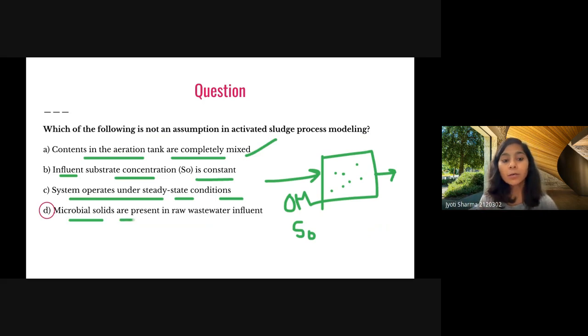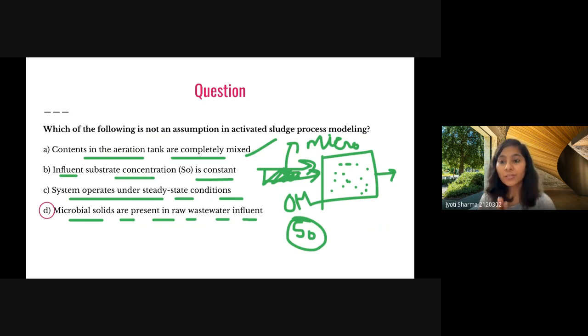And microbial solids are present in raw wastewater influent. No, we are assuming that the polluted water does not have the microorganism that will eat that substrate, but we just have the microorganism in the aeration tank that will eat this organic matter. So here the D assumption is wrong, because we are assuming that polluted water does not have microbial solids that will degrade the organic matter. Okay, so D is the right option.